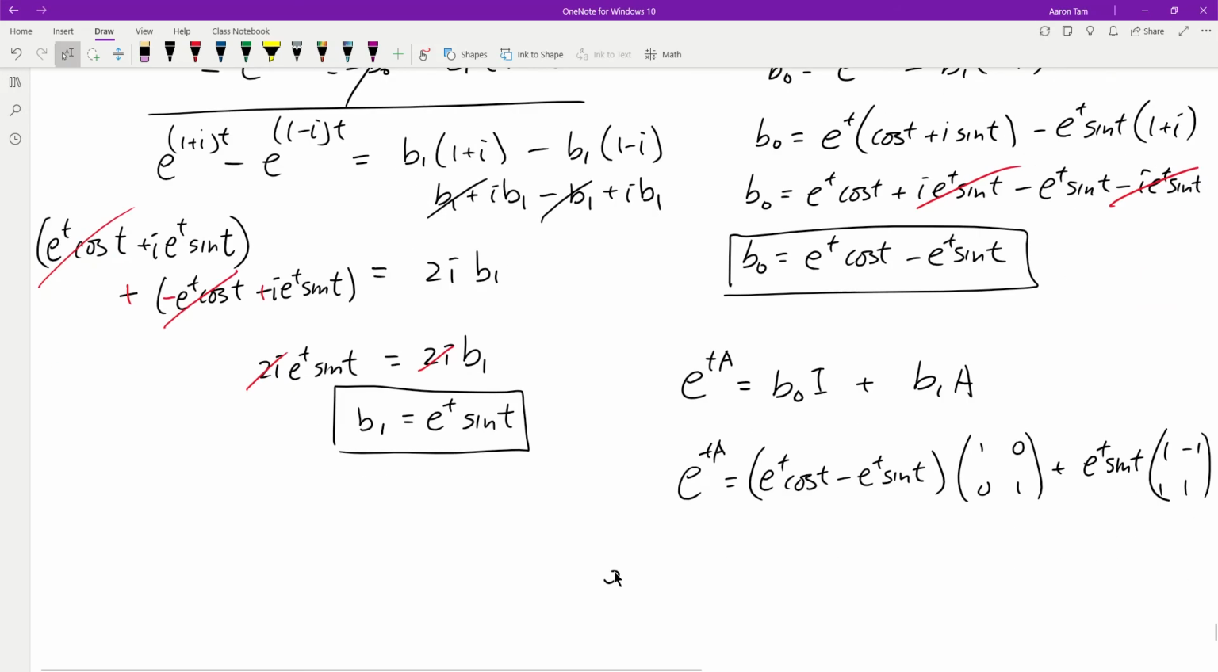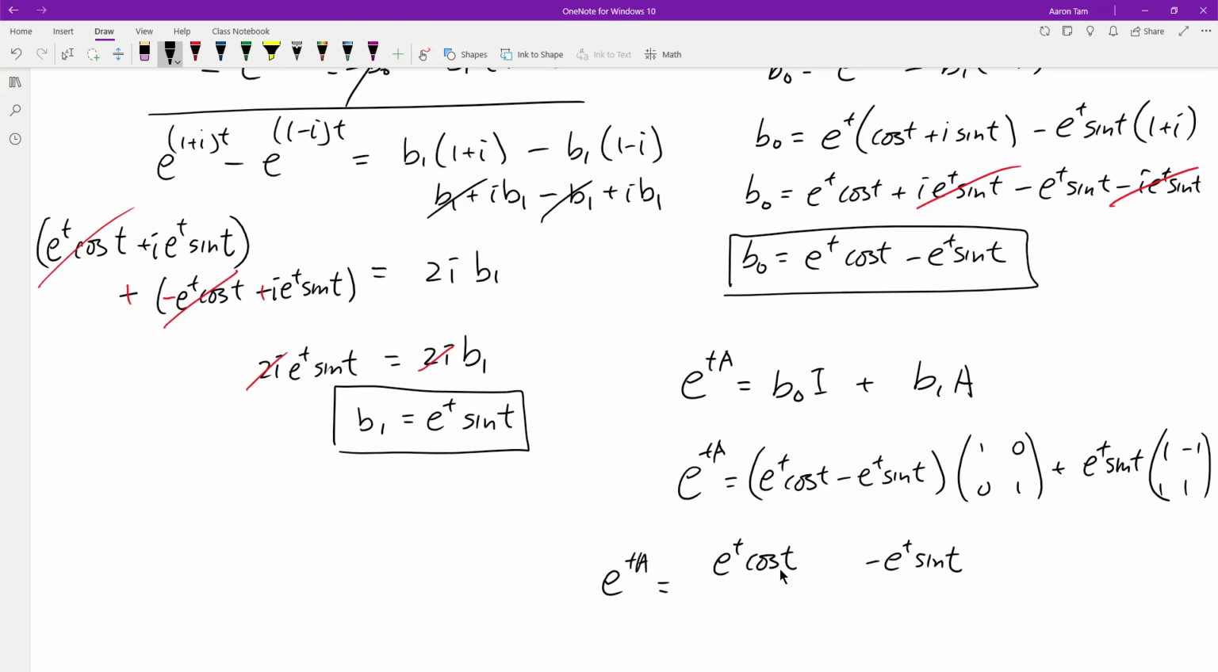So what is e to the tA equal to? So once again, you're basically working with two terms, e to the t cosine t and e to the t sine t. So the first corner, look at me, I have e to the t cosine t minus e to the t sine t plus e to the t sine t. So it becomes e to the t cosine t. The second term, I just have negative e to the t sine t.